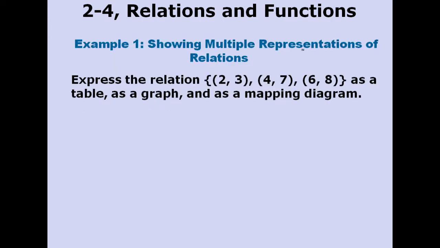All right, next one. I want you to go ahead and express these three relations, these three ordered pairs, (2, 3), (4, 7), (6, 8). Put them in a table, make them into a graph, and make them into a mapping diagram. You may not know what a mapping diagram means, but I'll explain it in a minute. At least get them into a table and a graph. On the graph, you can just sketch a quick graph on your paper. Give yourselves a couple minutes to do that. See how you guys match up.